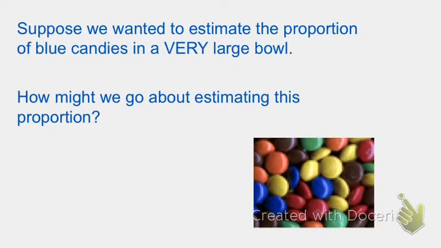Suppose we wanted to estimate the proportion of blue candies, we could say blue M&Ms, in a very large bowl. Imagine that it was the size of this room, and it just filled the floor, and it was like 3 feet tall. It came up to here. How might we go about estimating this proportion? What could we do?